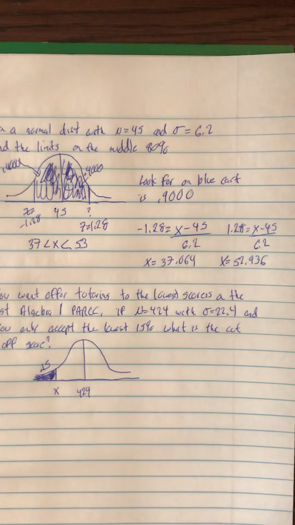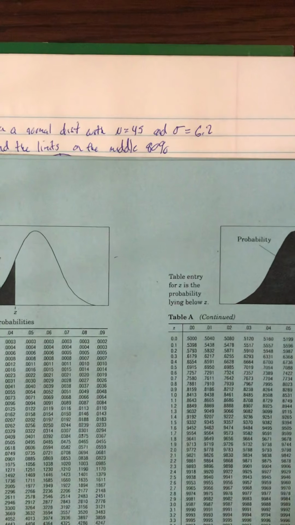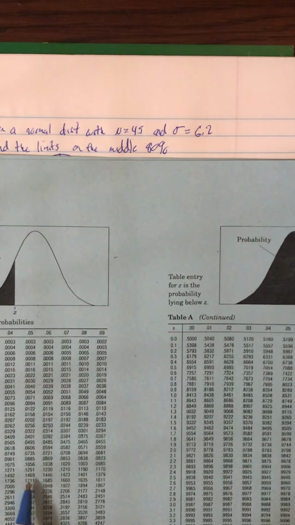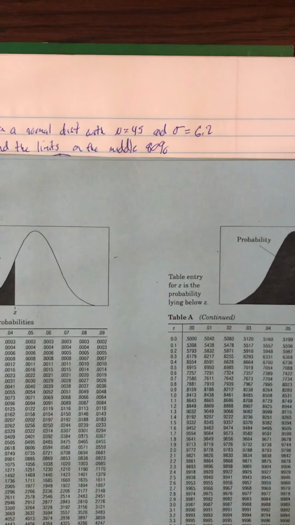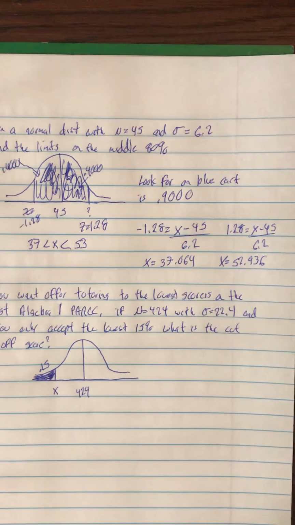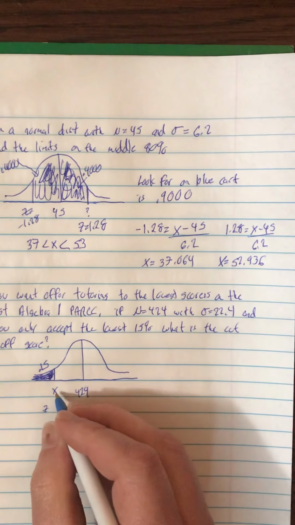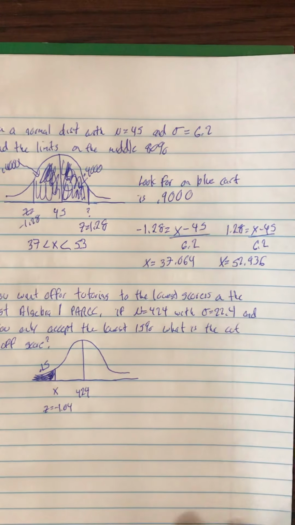Well, look on our handy dandy little chart for 0.15. Let's see. Looking pretty close. Aha, it's between 0.1492 and 0.1515. Well, it's closer to this one, so negative 1.04. So our z-score that goes along with this x value is negative 1.04.